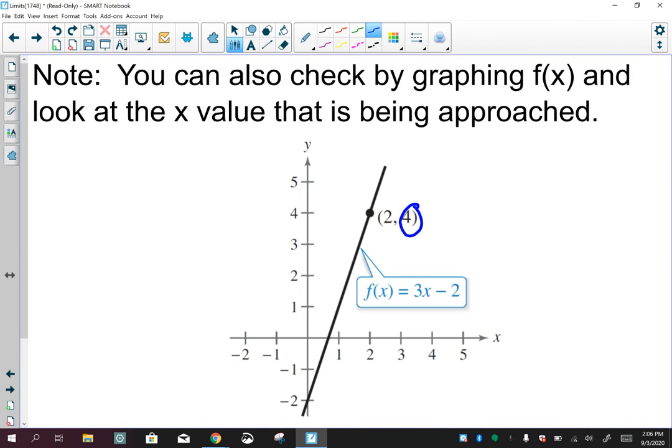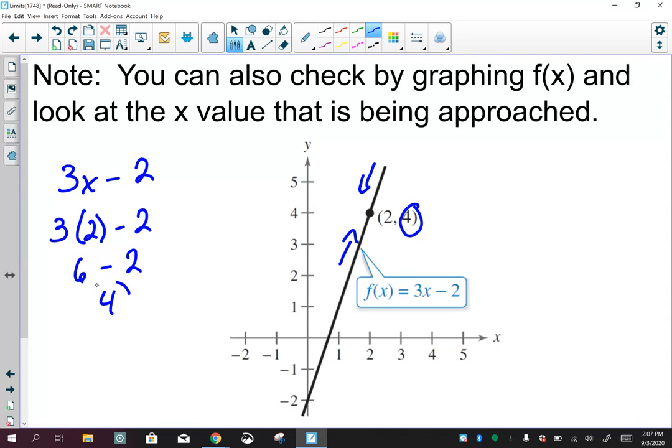You can look at the graph here and notice that I'm approaching the same value from both sides. Or you can come over here and plug it straight in. So I got 3x minus 2, and I know that the x value that I'm looking at is a 2. So since I'm actually going to evaluate that, I get 4 as my answer. So you have a couple of different options on this one.